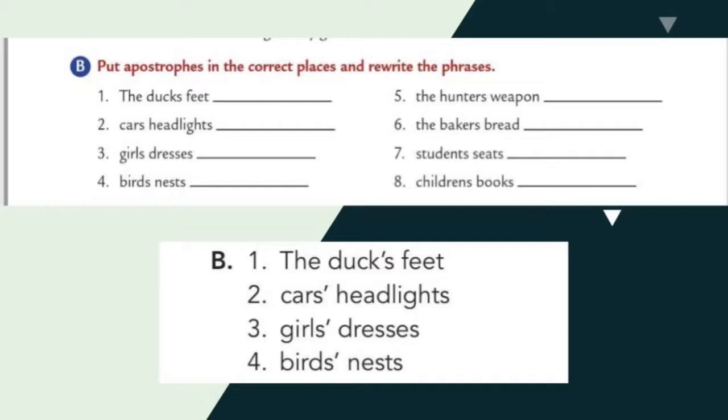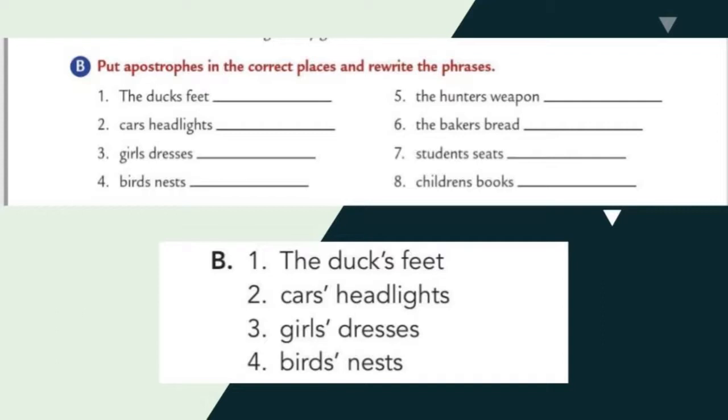Look here, they have given some phrases. We should put apostrophes in the correct places. Let us see the first one, the duck's feet. It means the feet belong to one duck. So here duck is the singular noun. What do we have to do for singular nouns? We should use apostrophe s. It means the duck's feet. After the noun duck, we have to use apostrophe s.